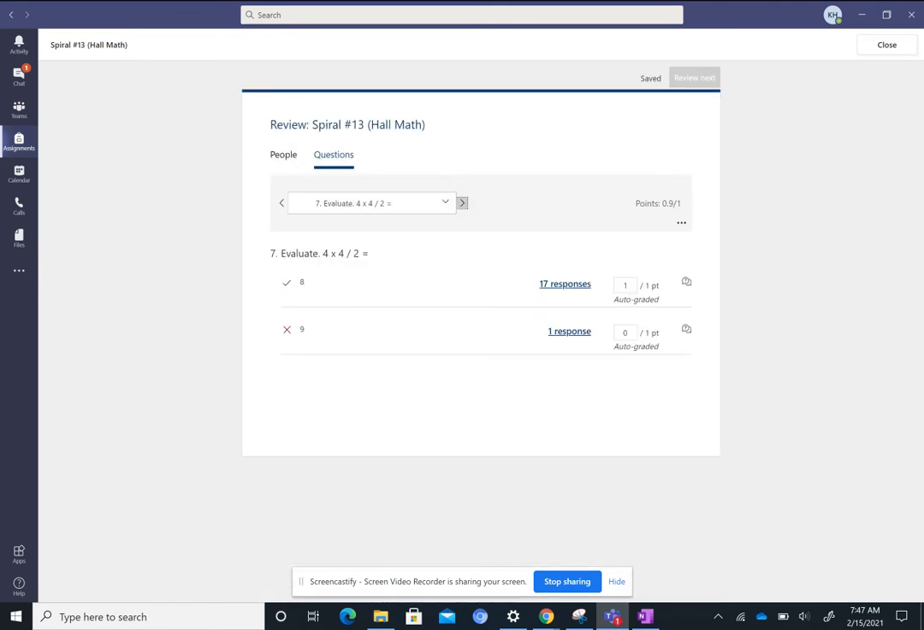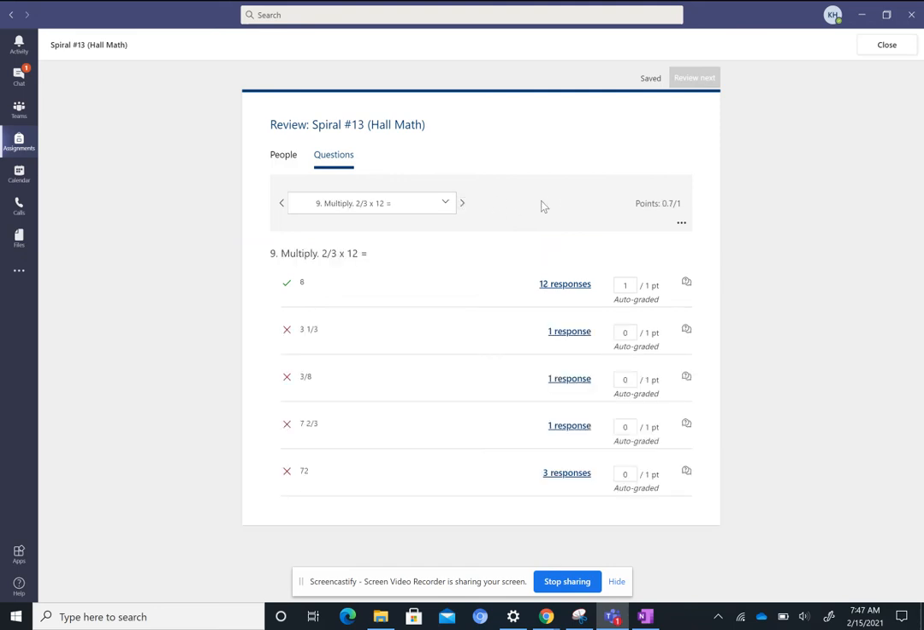For this one, we just need to go straight across. It's all multiplying and dividing, so we just go left to right. 4 times 4 is 16, divided by 2 gives you 8. So most of us had that one, so good job. Everyone had this right, so I'm going to skip it.